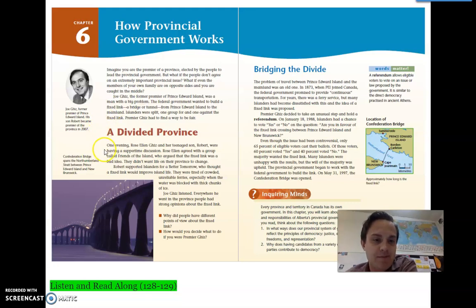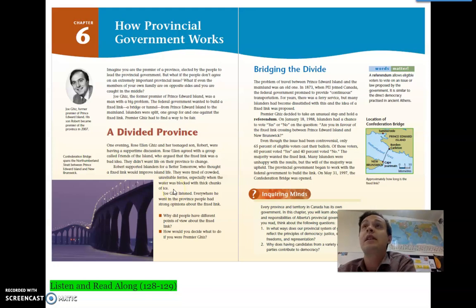A divided province. One evening, Rose Ellen Ghiz and her teenage son, Robert, were having a supper time discussion. Rose Ellen agreed with a group called Friends of the Island, who argued that the fixed link was a bad idea. They didn't want life on their province to change. Robert supported Islanders for a Better Tomorrow, who thought a fixed link would improve island life. They were tired of crowded, unreliable ferries, especially when the water was blocked with thick chunks of ice. Can you visualize that?